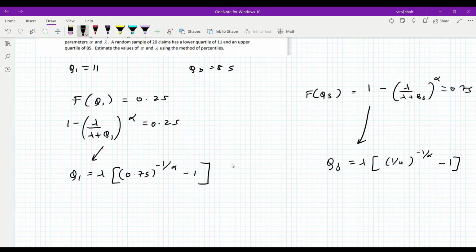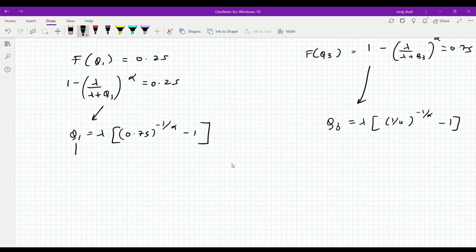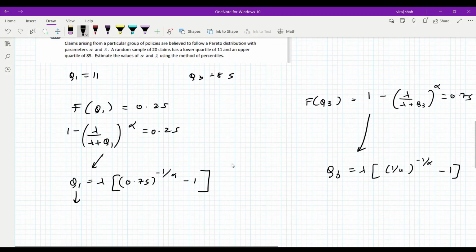You just need to solve these two simultaneously and you'll get your answer. You already know what quartile 1 is. It's written right here. Quartile 1 is 11 and the upper quartile, that is quartile 3, is 85.